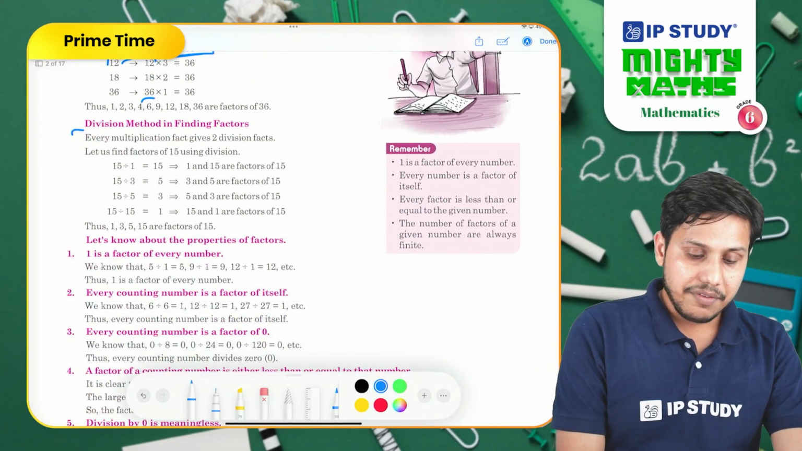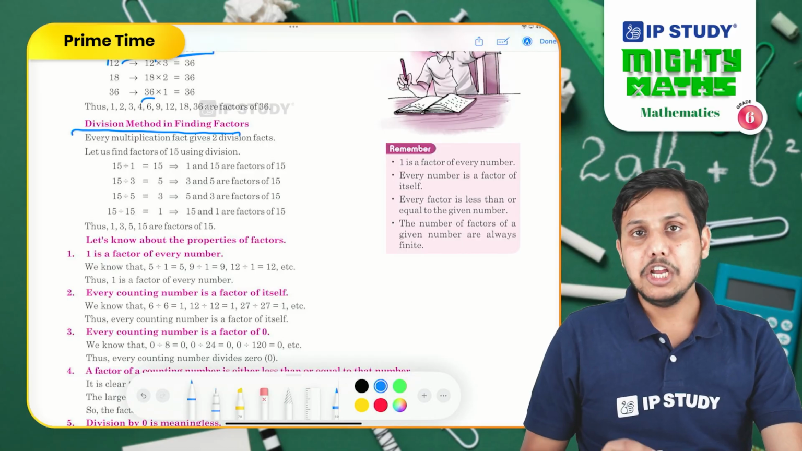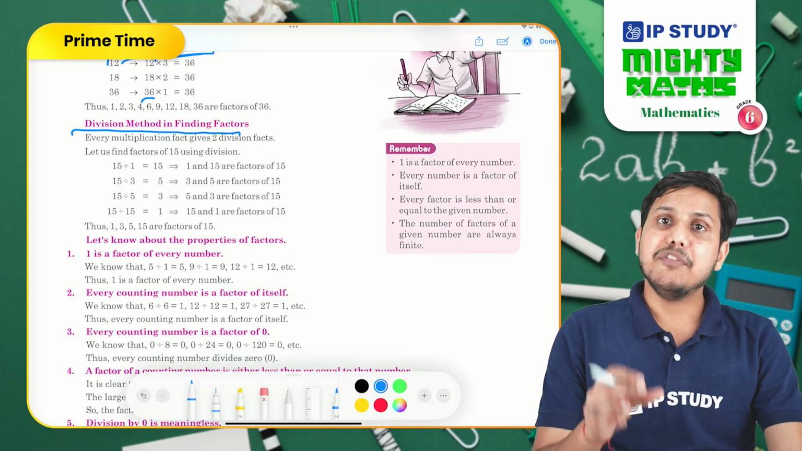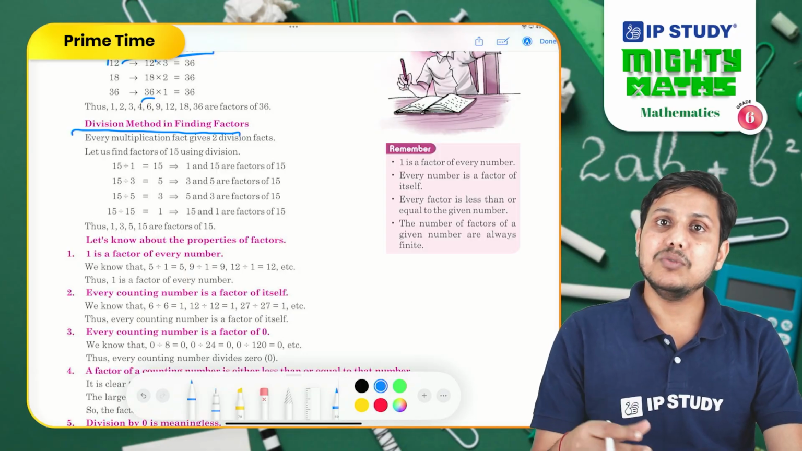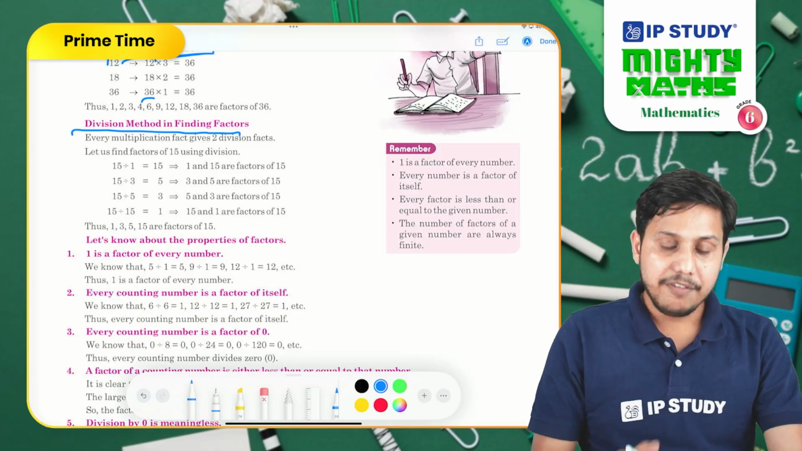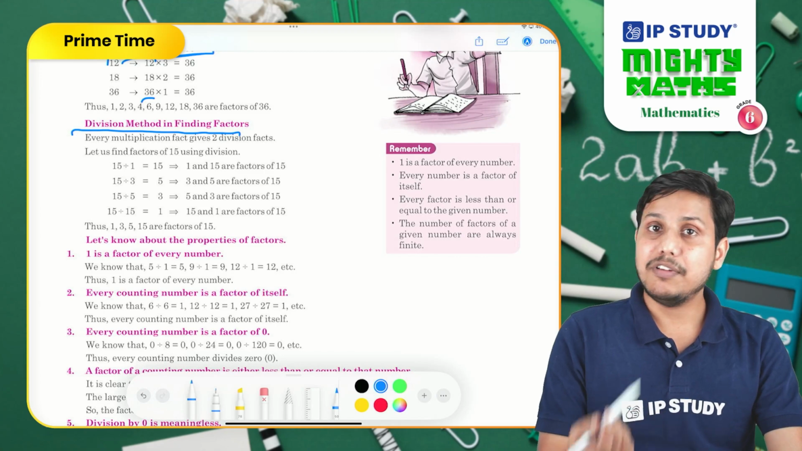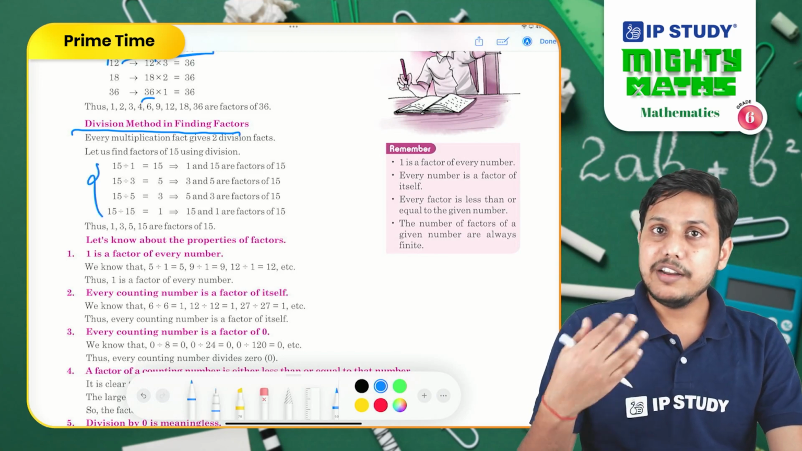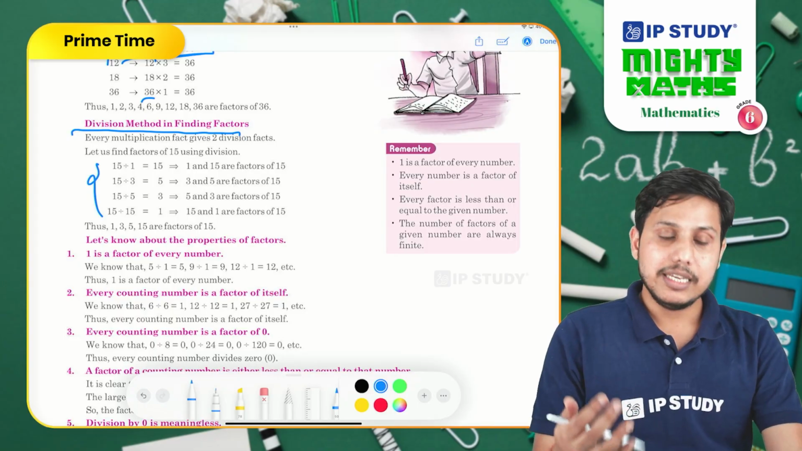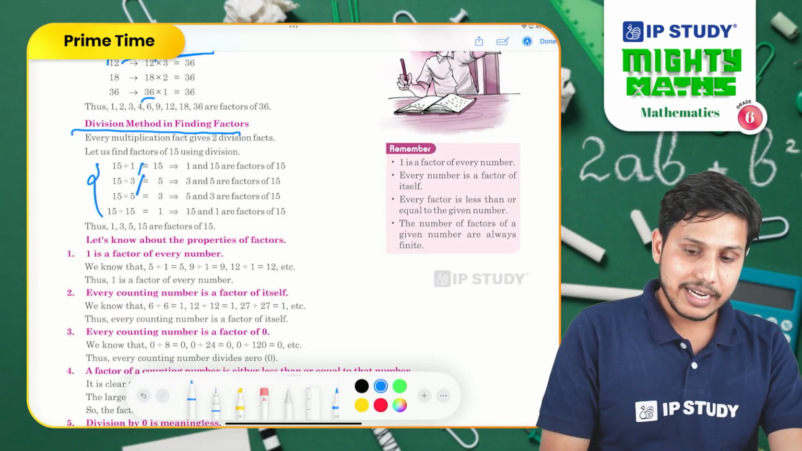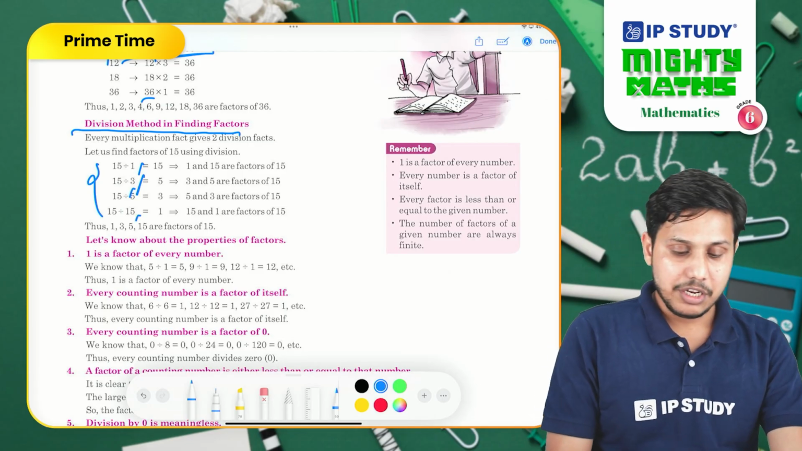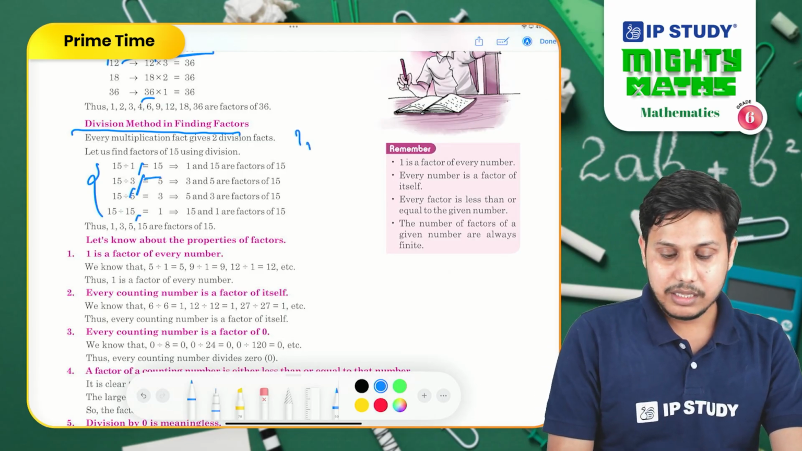Next is the division method in finding factors. To find out the factors of a number, we divide that number by different numbers to check if it is divisible or not. If it is divisible, then that number is a factor of the given number. Like if we have 15, we'll see what are the different numbers which can divide 15. Yes, so 1 can divide 15, 3 can divide 15, 5 can divide 15 and 15 can also divide 15. So the factors will be 1, 3, 5 and 15.